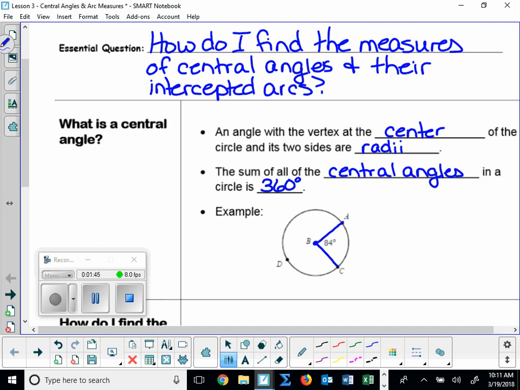So I would say the measure of angle ABC is 84 degrees. If I wanted to find the reflex angle, the measure of the reflex angle of ABC, well, that would be 360 minus 84, which is 276 degrees.